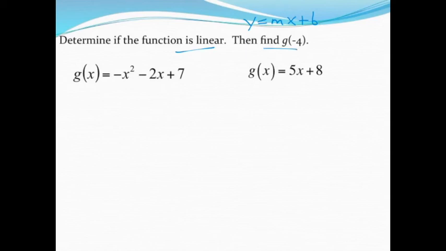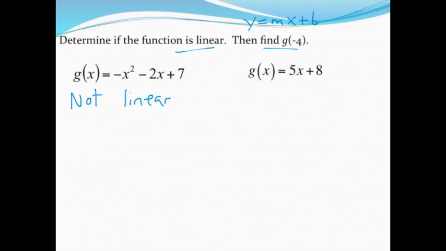So taking a look at this first function, g of x, I can see right away there's a problem. There's an x squared in there. So that tells me this first function is not linear. We'll take a look at the graph momentarily and see what it looks like, but it's not linear. It's not going to make a straight line.